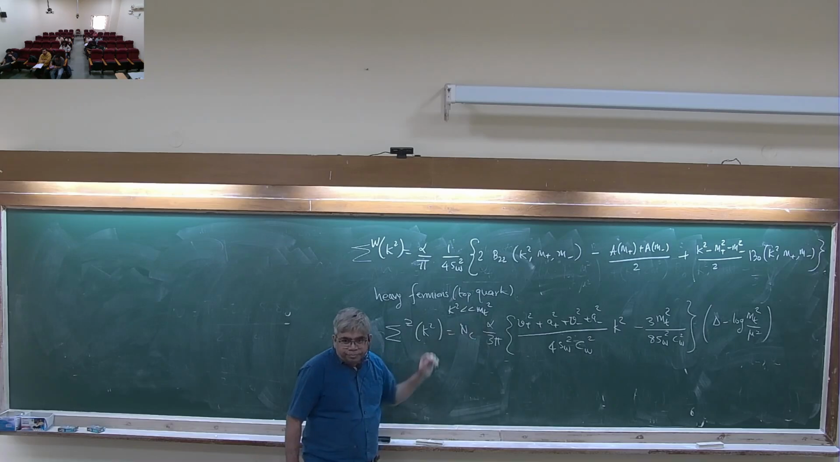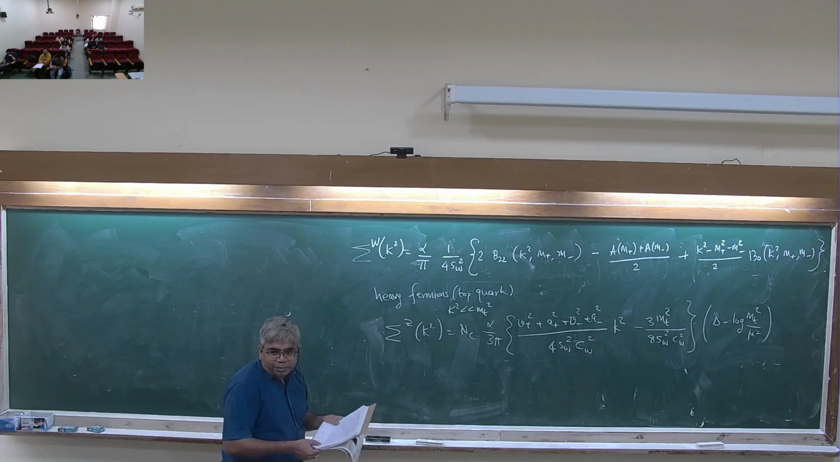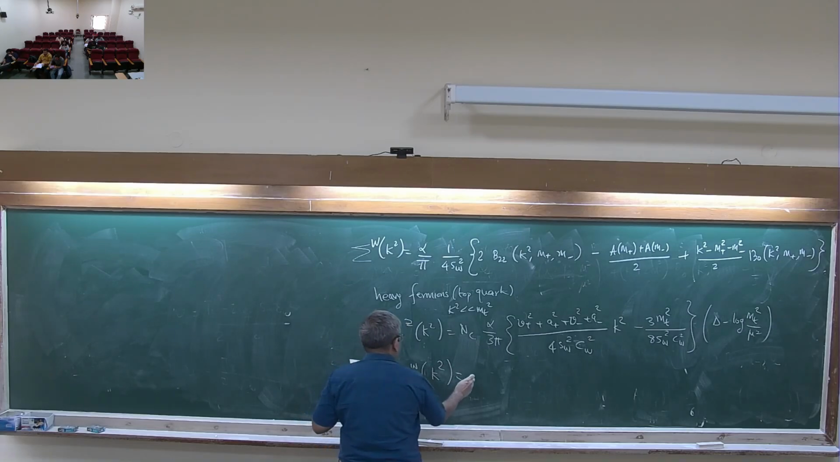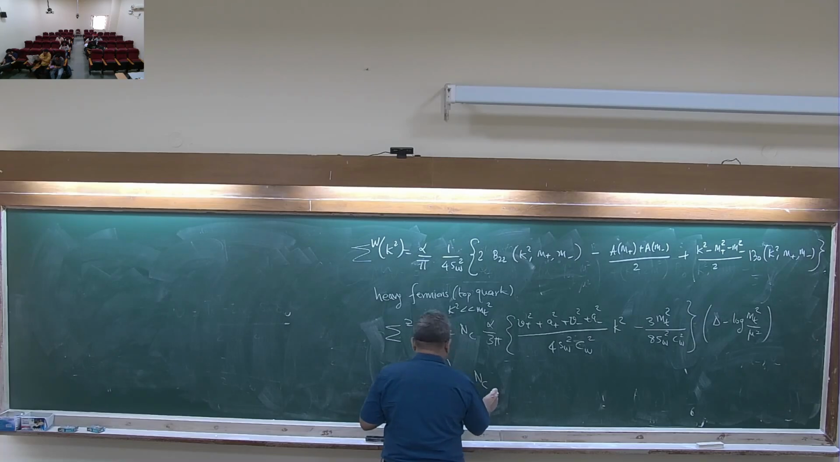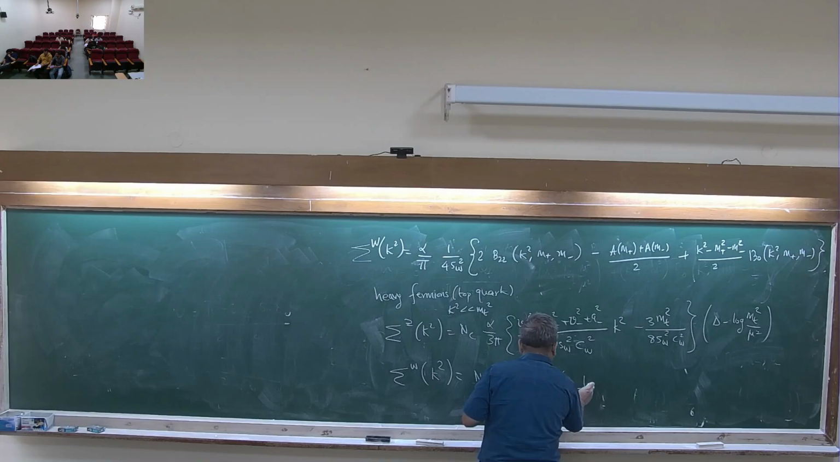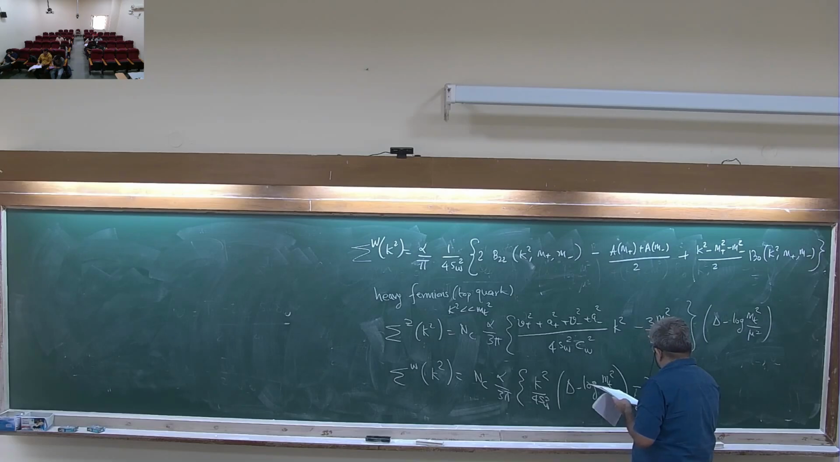Okay, you will realize why I am doing all this business. Okay, and then sigma w k square is equal to Nc alpha by 3 pi, k square by 4 sw square, delta log mt square by mu square. Just give me 3 minutes essentially. I'll tell you why this is interesting.